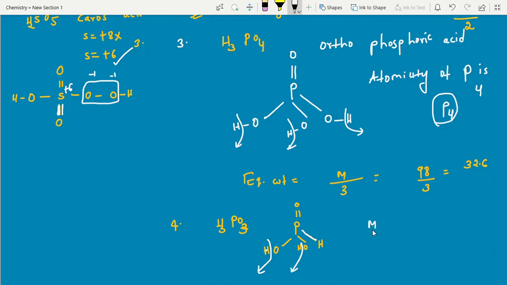Then what is the equivalent weight? N factor is 2. That's it. That is your answer. Clear? That's it, students. Like that we can do the question. M by 2. So what is this molecular weight? If you calculate the molecular weight, you will get 82. 82 by 2, you will get 41.